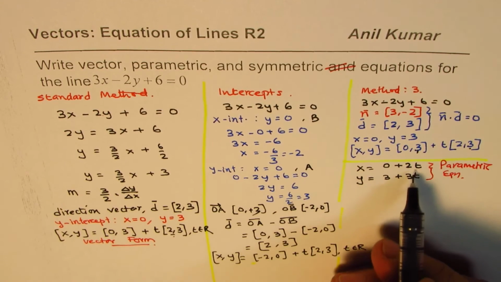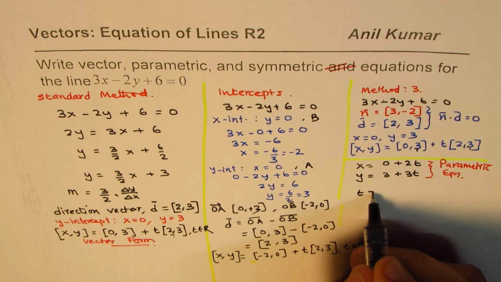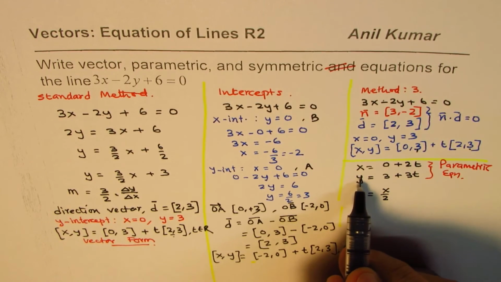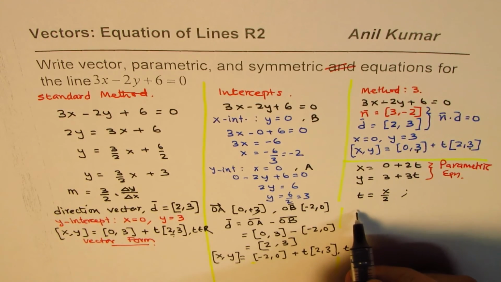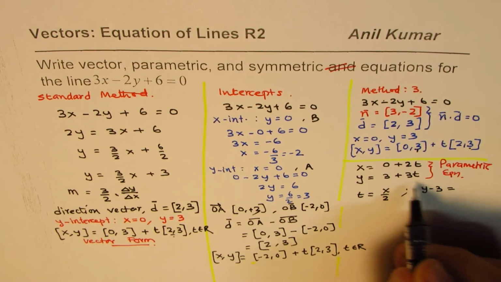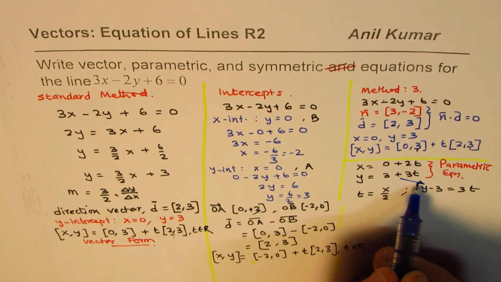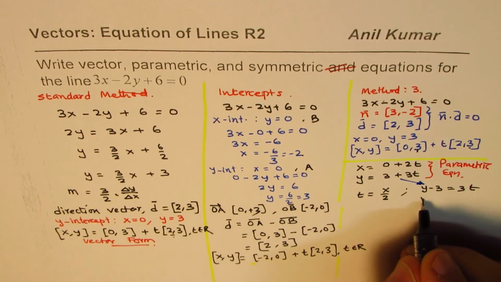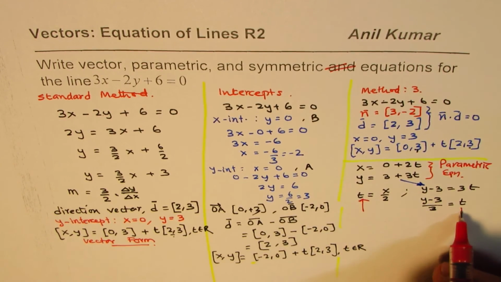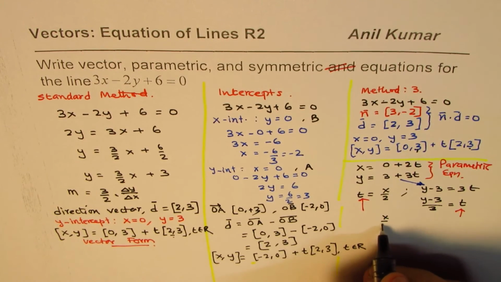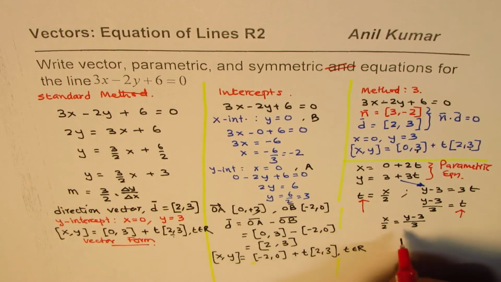To get to the symmetric equation, we only have to isolate t. From the first equation, we can say t equals x divided by 2. From the second equation, let me show you the steps. We have y minus 3 equals 3t. What I'm doing here is trying to isolate t to get the symmetric equation. So we get (y minus 3) divided by 3 equals t. Now both these t's, the parameters, are the same. So we could write x over 2 equals (y minus 3) over 3. That becomes the symmetric form.